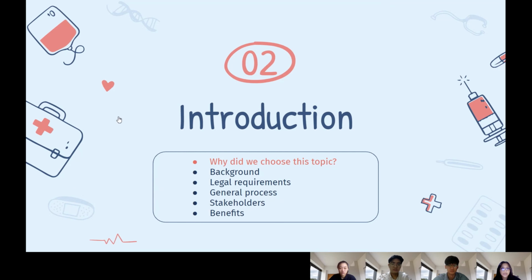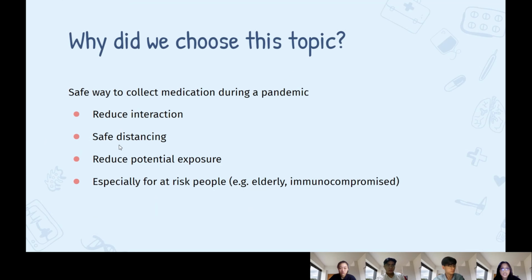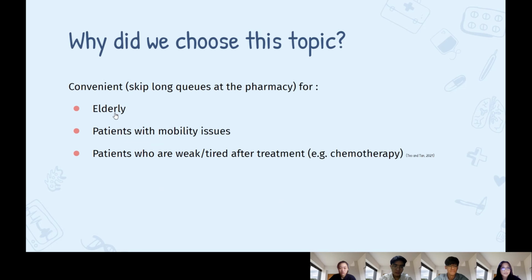Next will be why we chose this topic. We chose this topic because we felt that it's an important service that should be explored and developed as it greatly benefits the patients. Especially in the COVID-19 situation, this service has become essential as it minimizes interaction with others and provides a safe way for people to collect their medications. Patients do not have to go down to pharmacies to queue for their medication, which reduces potential exposure. It's especially useful for people at risk, such as the elderly and people who are immunocompromised. It also brings about convenience, especially for the elderly, people with mobility problems, and patients who may be weak after their treatment. They do not have to queue at the pharmacy, where they may have to wait for long hours.